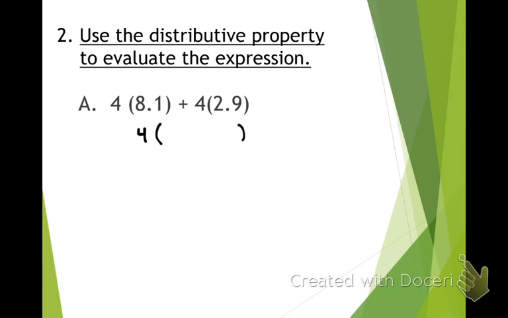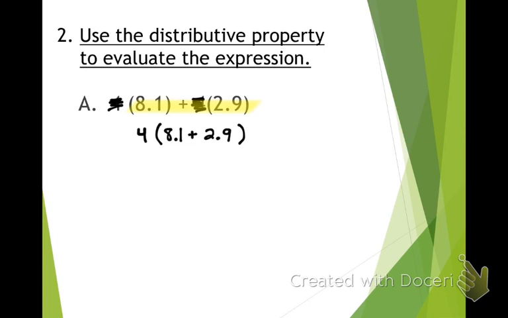Now I am trying to combine what is left inside of those parentheses. So I've already used up my 4. Now let's read from left to right. What is left right there, guys? 8.1. Not just 8.1 and 2.9. There's an operation. You have to bring down whatever operation is there, okay? So now you've figured out how to rewrite that using the distributive property.